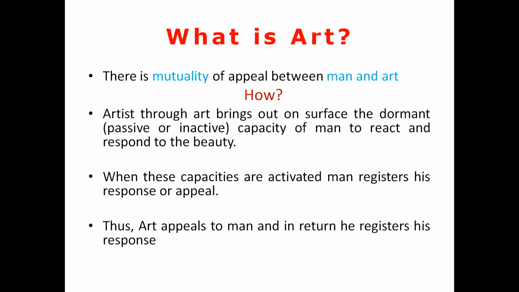Now, next point, we will understand about an art, that there is mutuality of appeal between man and art. Now, we will see how. Say, artist through art brings out on surface the dormant, that is the passive or the inactive capacity of man to react and respond to the beauty.